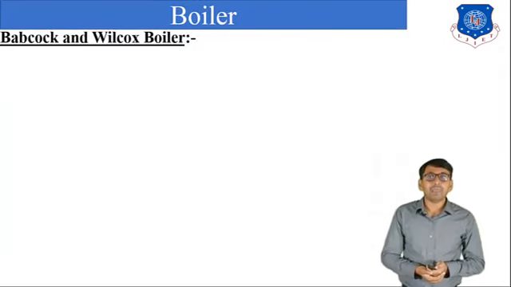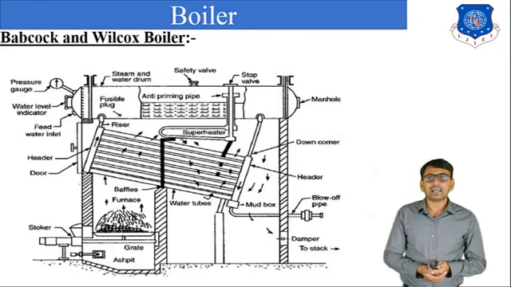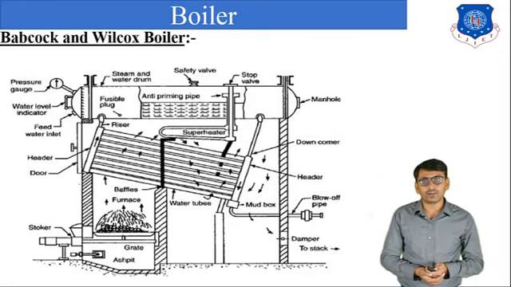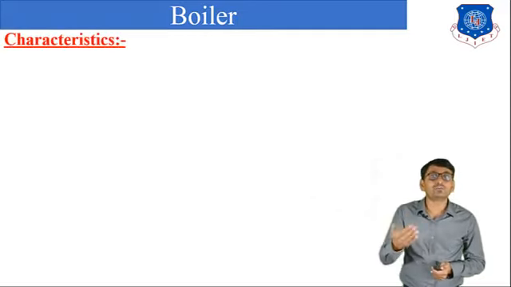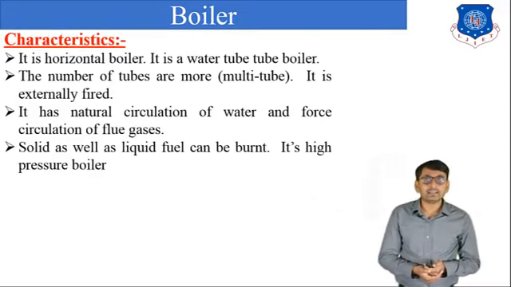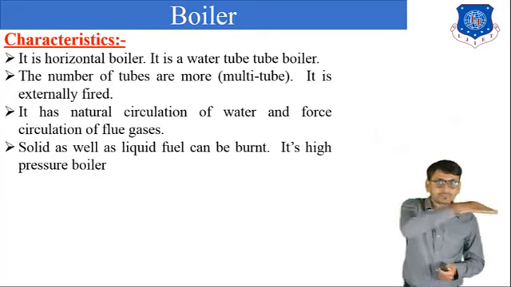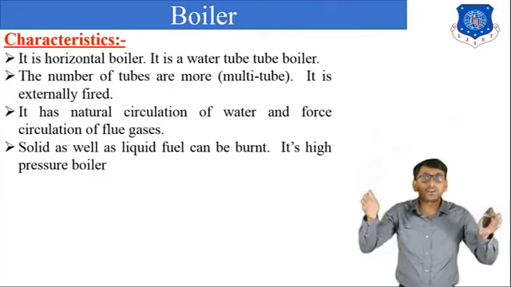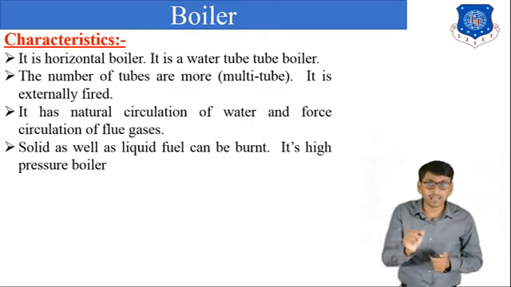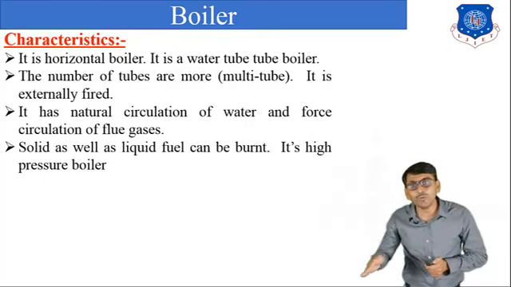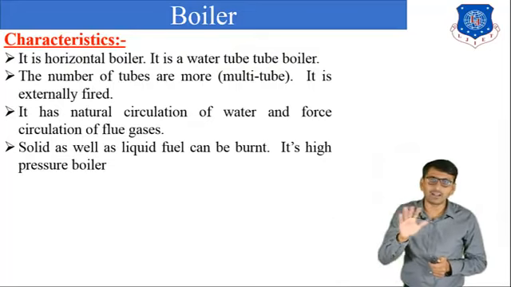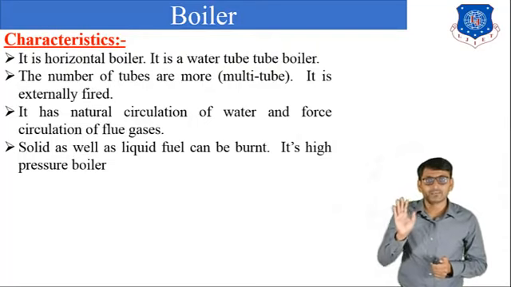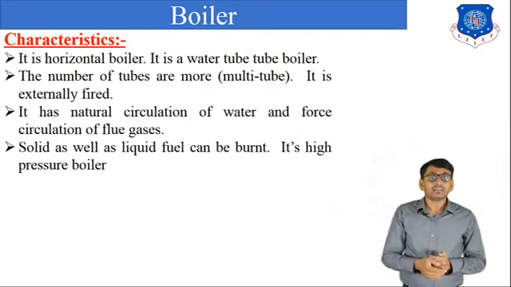Now we discuss the Babcock and Wilcox boiler. So this is the diagram of the Babcock and Wilcox boiler. Before discussing this boiler, we discuss the characteristics of this boiler. It is a horizontal boiler because the boiler drum is horizontal, and it is an inclined tube boiler because the tubes in this boiler are inclined.